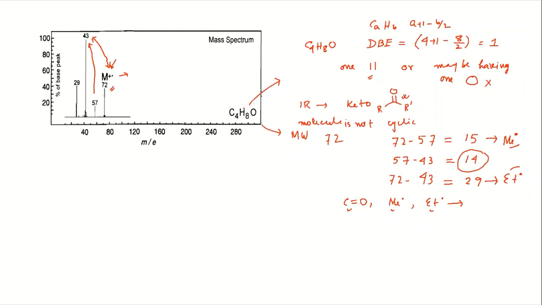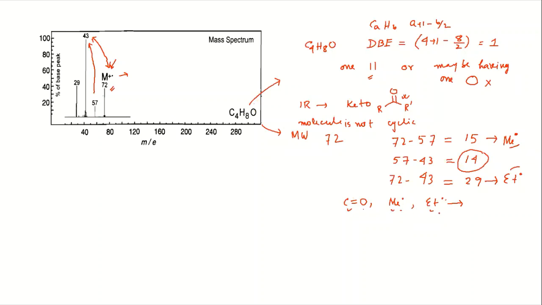The hydrogen, you have 8 here. Methyl is having 3. Ethyl is having 5. 8 satisfied. Oxygen, you have 1, satisfied. So that means you are very close to the structure. It's very close to the structure.